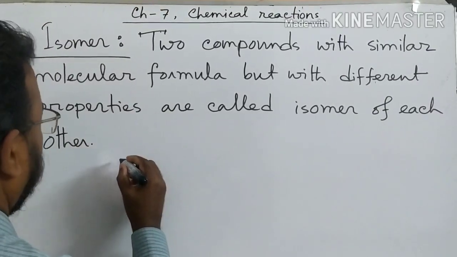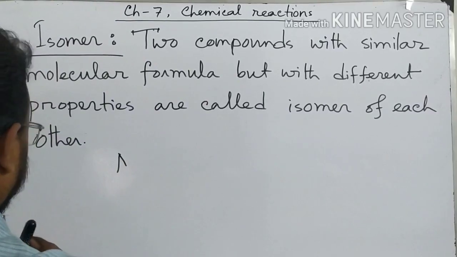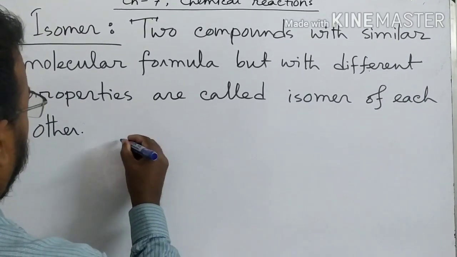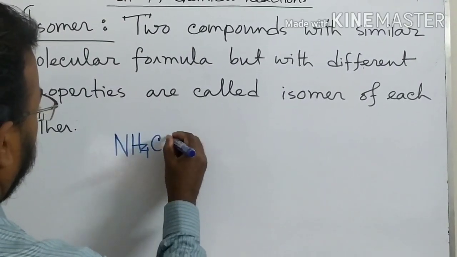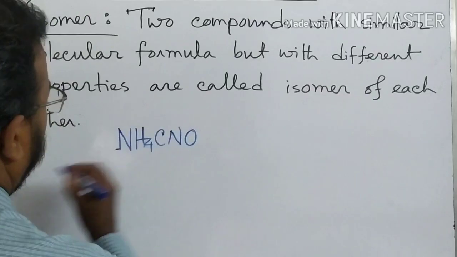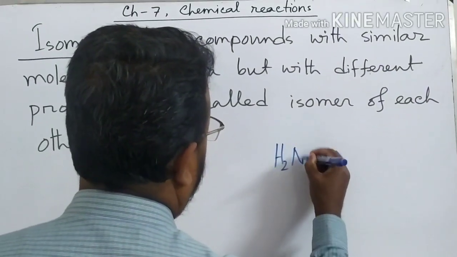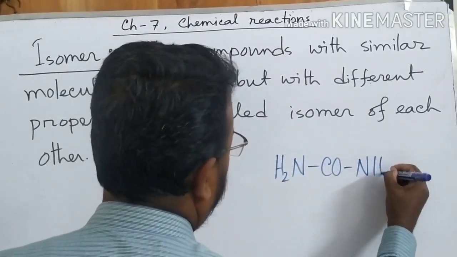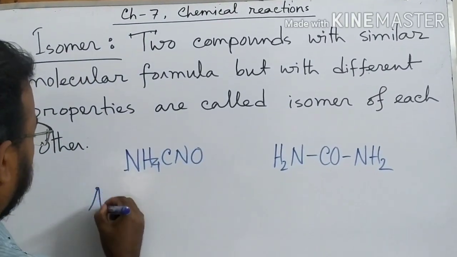Okay, now everybody see the word ammonium cyanate. Ammonium cyanate formula is NH4CNO. So this one and urea, H2N-CO-NH2. So these two are isomers.